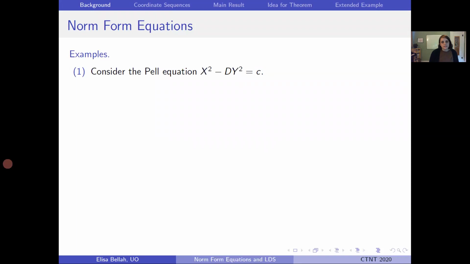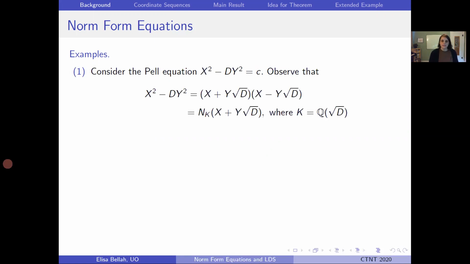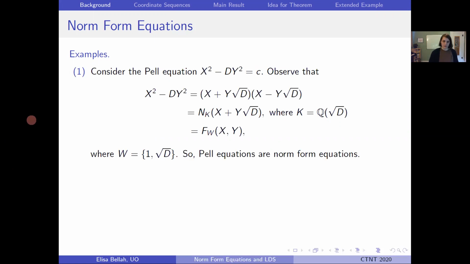First of all, let's consider the Pell equation x squared minus d y squared is equal to c. Observe that you can factor the left-hand side of this equation to write this as the norm of the element x plus y square root of d. So this is the norm over the number field Q adjoin the square root of d. And so this is a norm form with defining set {1, square root of d} in this number field K. So all of the Pell equations are norm form equations.